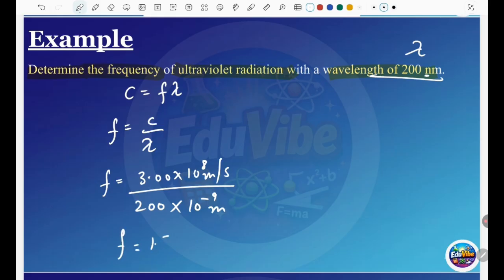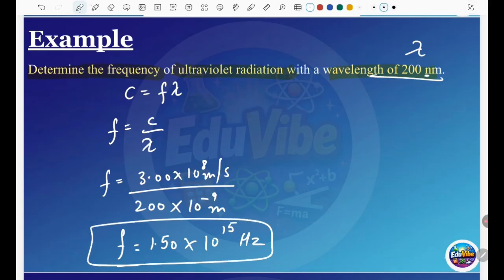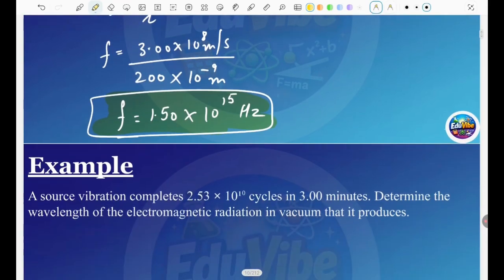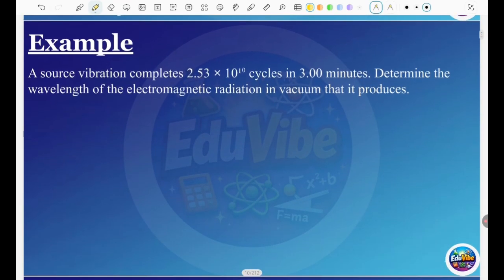When you divide this, you get 1.50 × 10^15 hertz. This is your frequency in hertz, and the unit is always hertz. That's how you can solve the simple equations. But sometimes you don't get this type of question; sometimes you get more complex ones like this one.